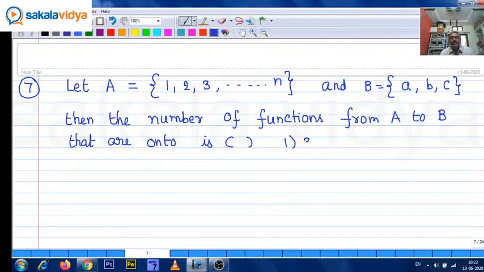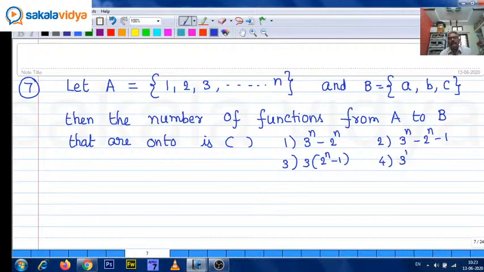first option 3 to the power of n minus 2 to the power of n, second option 3 to the power of n minus 2 to the power of n minus 1, third option 3 times 2 to the power of n minus 1, and fourth option 3 to the power of n minus 3 times 2 to the power of n minus 1. This is the question.